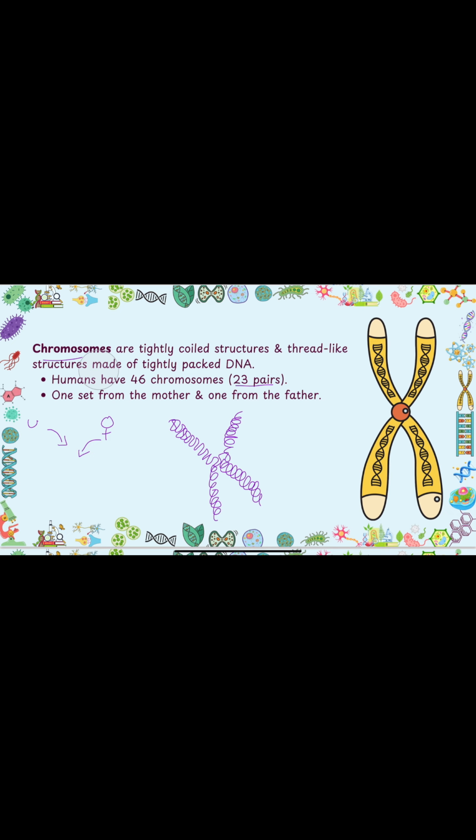So, what is a chromosome? Chromosomes are tightly coiled, thread-like structures made of tightly packed DNA. So, here we have DNA. These DNAs are tightly packed into a small structure called a chromosome. These are thread-like structures. Humans have 46 chromosomes, 23 pairs. One set from the mother and one from the father.